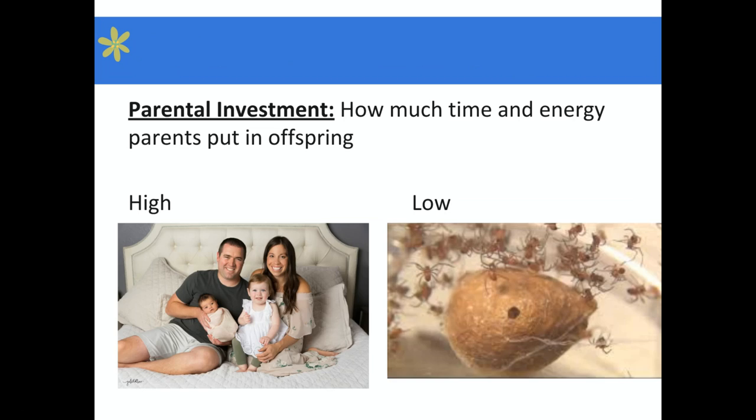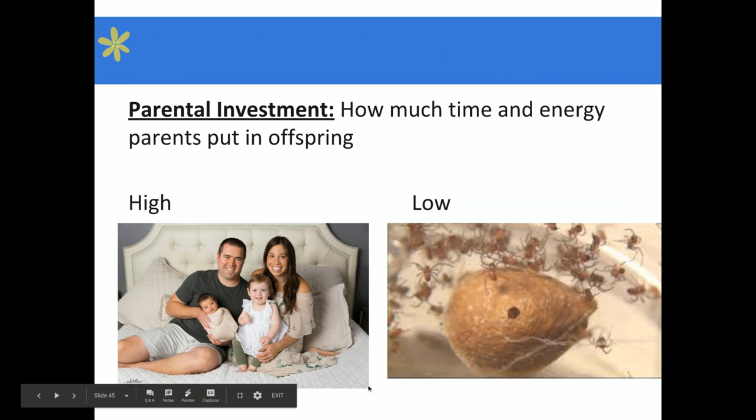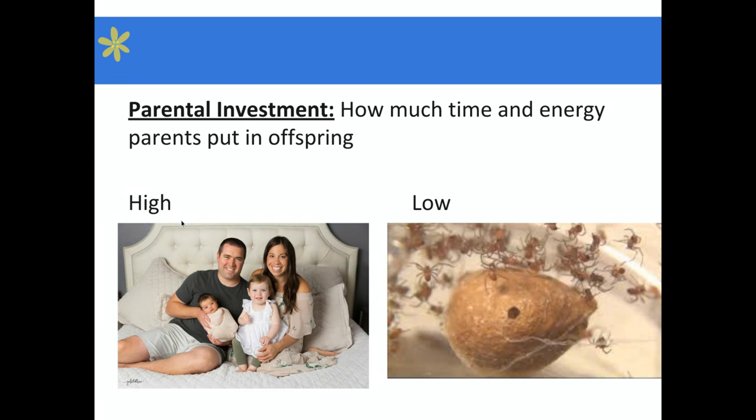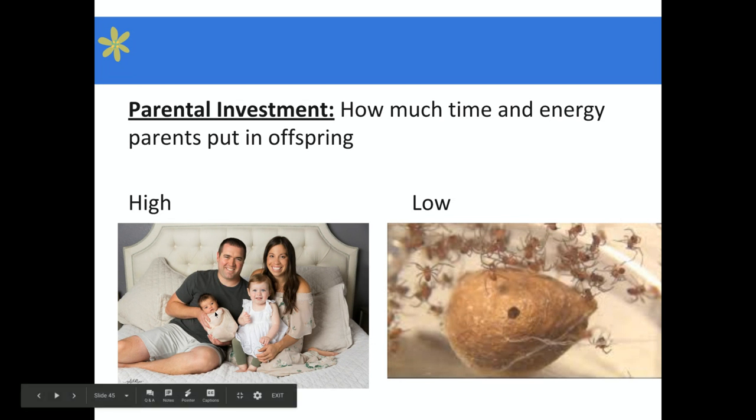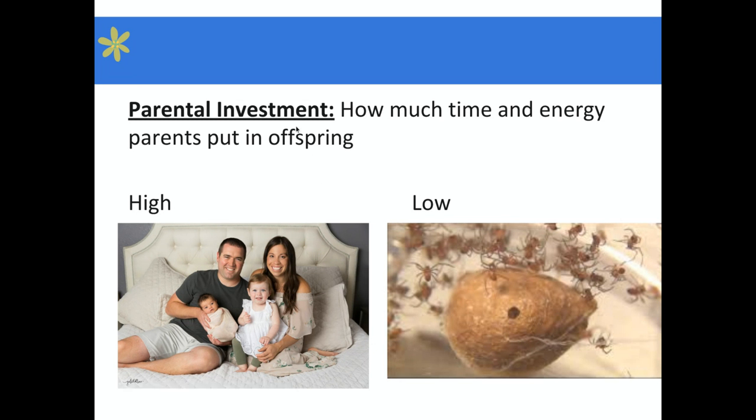Now, internal and external fertilizing organisms also have varying amounts of what we call parental investment. This is how much time and energy parents put into their offspring. Humans and mammals in general have high parental investment. They use internal fertilization. They carry the baby inside of the female's body for pregnancy, and then when it's born, the baby is so helpless, it still requires a lot of help from its parents to stay alive. So the parents have to invest a lot of time and energy.